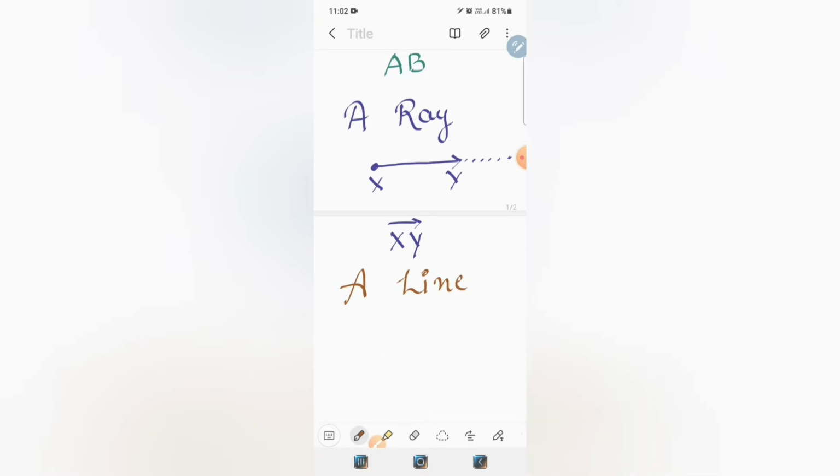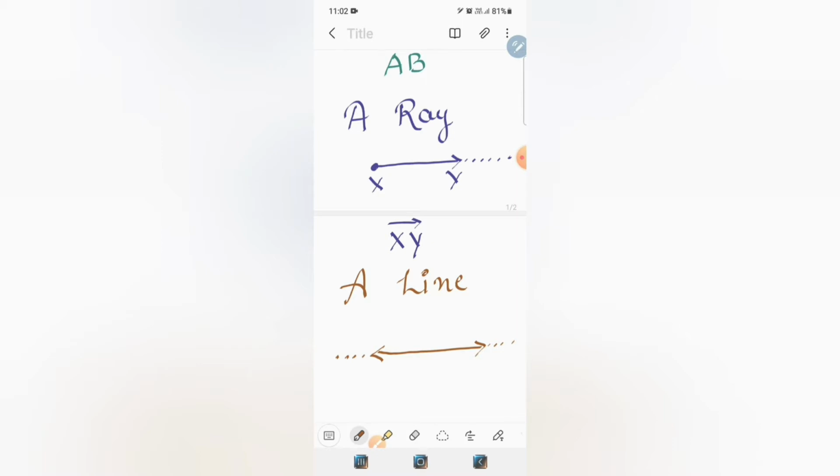So children, if we extend a ray in both directions, we get a line. A line has no endpoint. Why? Because it has two arrows. A line cannot be drawn on a paper. Why can it not be drawn on a paper? Because it extends endlessly in both directions. So we cannot draw a line on a paper, but we can represent it.